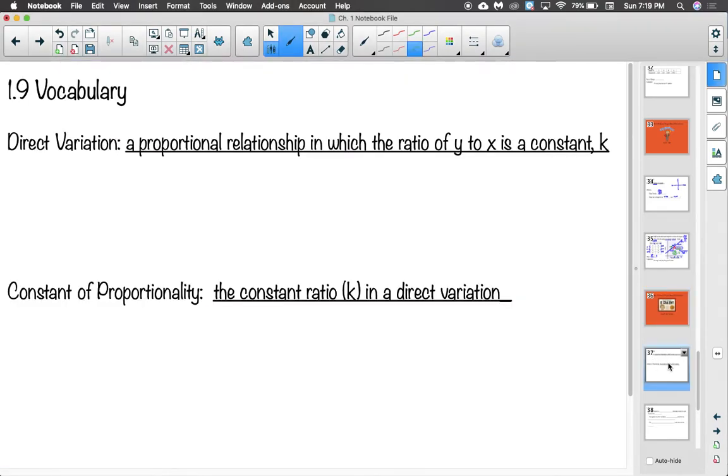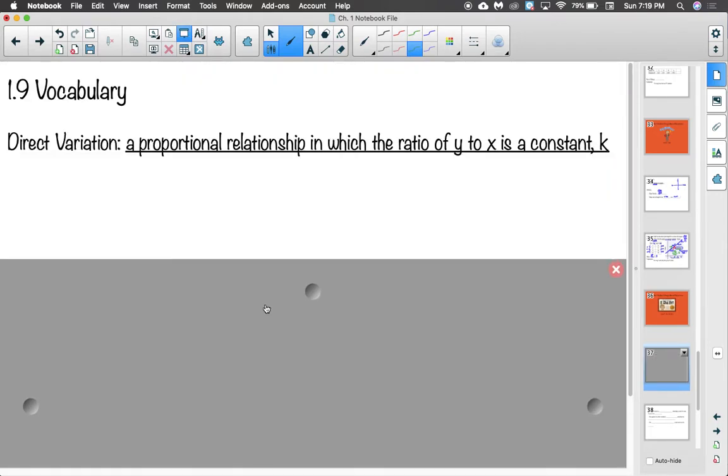So we're going to start off with some vocab. And I've thinned this out to be the last 2 vocab words that we have in the entire chapter, and the first one is direct variation. And a direct variation is a proportional relationship. Okay, so remember what I said at the very beginning of this video. It's all about the proportion. So we need a proportion for a direct variation. Okay, it's a proportional relationship.